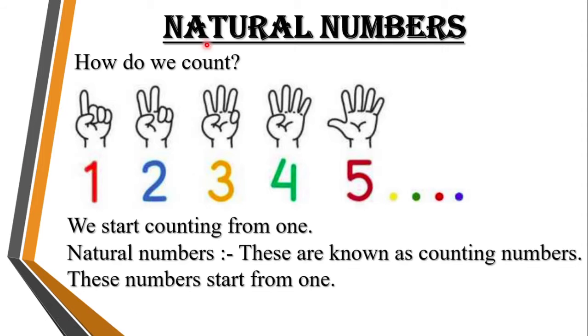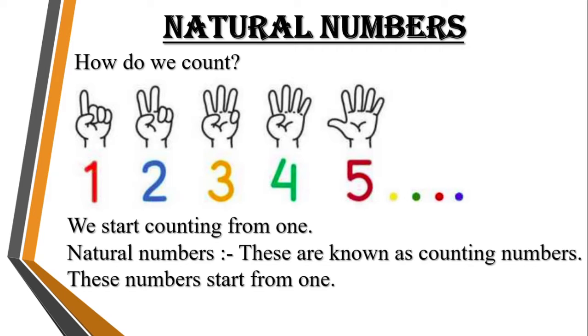So now let's learn natural numbers. First, to learn natural numbers, we should know how to count. Counting is very easy. So how do we count first of all? We count from 1. We start counting from 1, right? It's an easy question. So natural numbers are also the numbers which start from 1. Counting numbers start from 1 and natural numbers also start from 1.